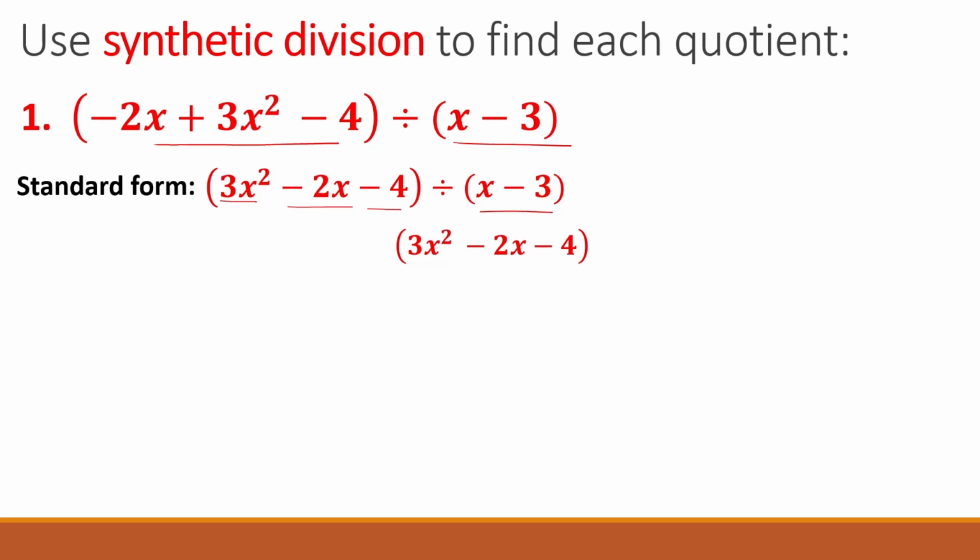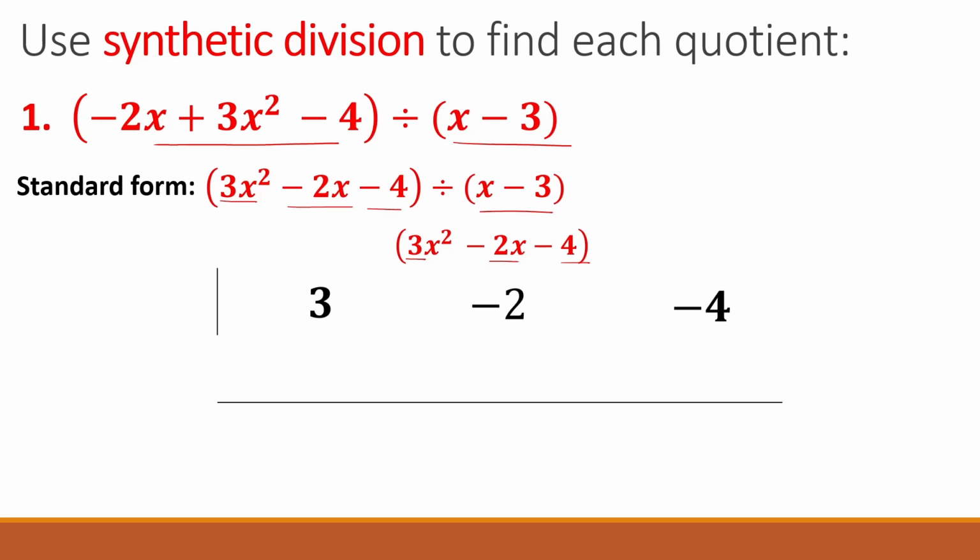So yung first natin na gagawin is to get all the numerical coefficients of the dividend. So you have positive 3, negative 2, and negative 4. And you divide it by the divisor x minus 3. So to get the value of x, we need to equate it to 0. So x minus 3 is equal to 0, so x is equal to 3.